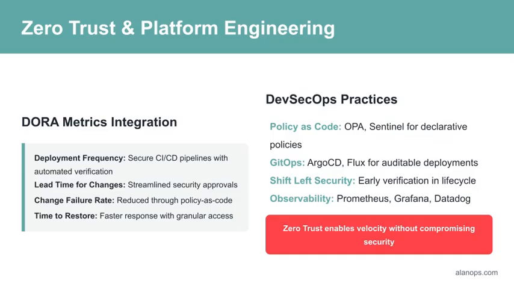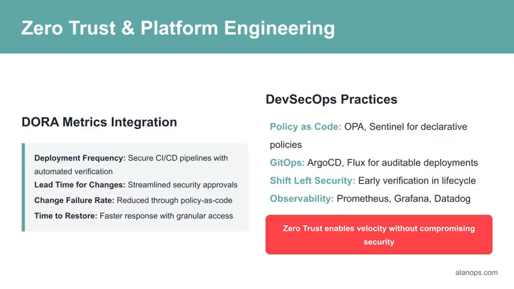Look at DORA metrics, the standard for measuring DevOps performance. Deployment frequency. Secure CI/CD pipelines with automated verification at every stage actually let you deploy more confidently and more often. Lead time for changes. Streamlined security approvals through policy as code means faster delivery. Change failure rate reduced through automated testing and policy enforcement before production. Time to restore. Faster incident response because you have granular access control and better visibility.